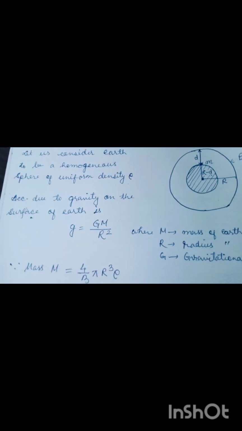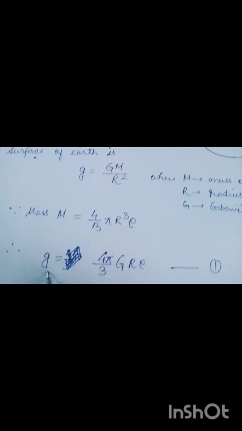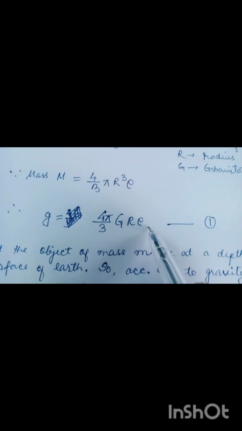On the surface of the Earth, acceleration due to gravity is g = G M by r square, where G is the gravitational constant, M is the mass of the Earth, and r is the radius of the Earth. We can write the mass of the Earth in terms of its density. So mass can be written as 4 by 3 pi r cube rho. So the expression of small g, acceleration due to gravity, is 4 pi by 3 G r rho.